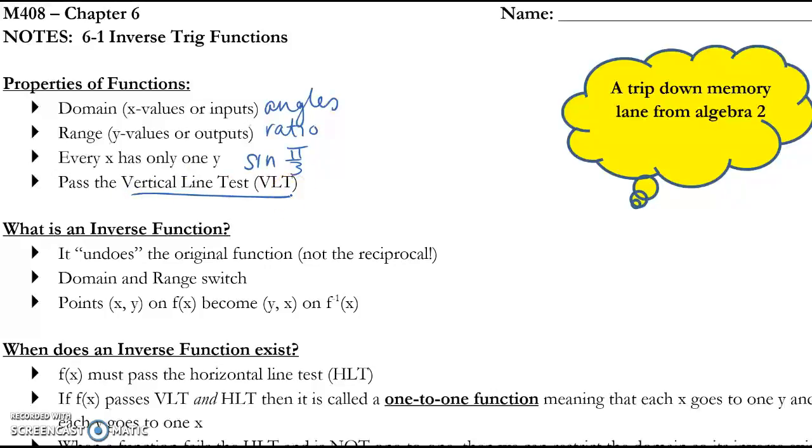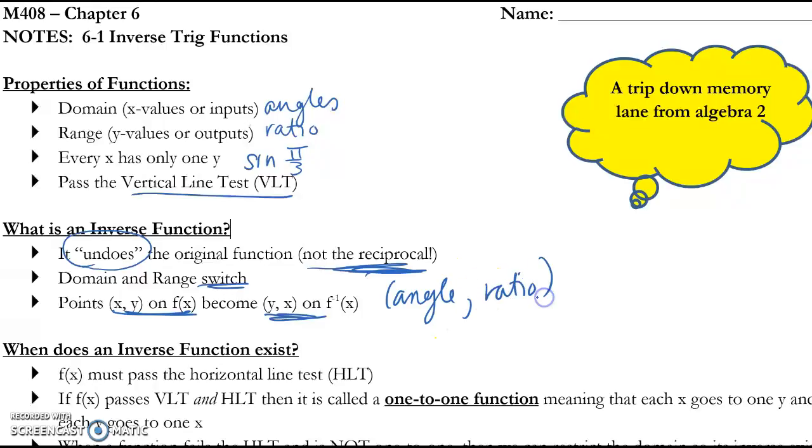And we say that all functions pass what's called the vertical line test. Now, an inverse function is going to undo the original function. This is not the same thing as a reciprocal. When we find an inverse function, the domain and the range switch, and any point that was on my original function now has the x and y coordinates flip-flopped on the inverse function. So before, when we used to graph points, they were of the form angle, ratio. On the inverse function, those points will now look like the ratio, comma, the angle.